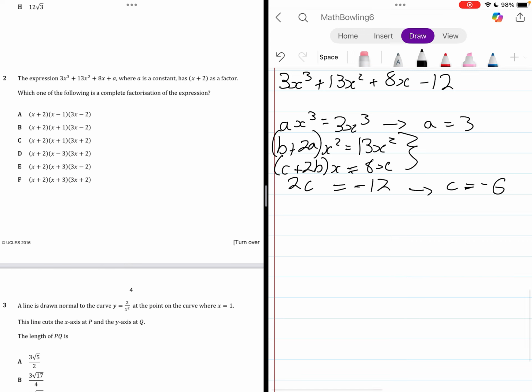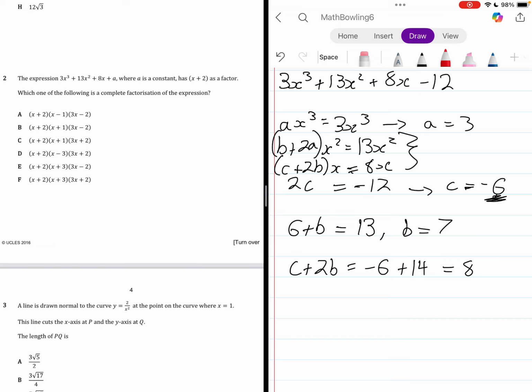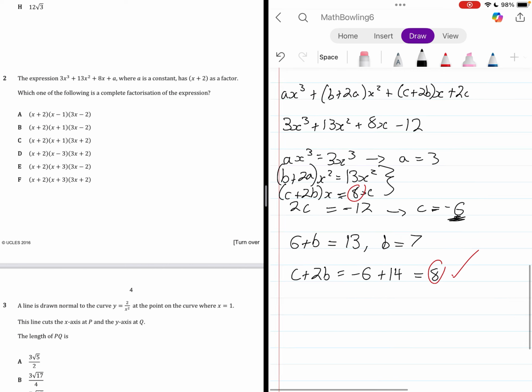So what we have is, when a is 3, 2a is 6, so 6 plus b equals 13. So b is 7. Now this last one is really just a check. c plus 2b is going to be this value of c, negative 6, plus 14, which is going to equal 8, and that's 8, and that's 8. That's right. So that's a good check that we've got the right coefficients.